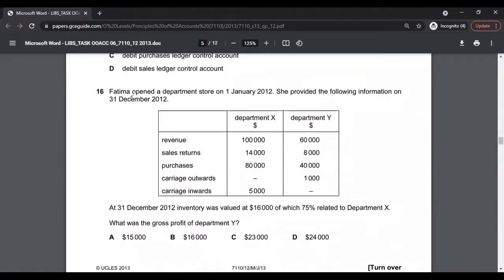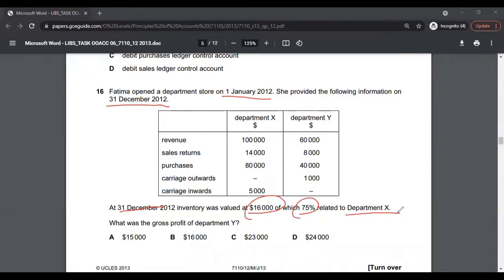Multiple choice 16. Fatima opened a department store on 1st January 2012. She provided the following information on 31st December 2012. At 31st December 2012, inventory was valued at 16,000, of which 75% is for Department X. So 16,000 times 0.75 is for Department X. 16,000 times 0.25 is for Department Y. And this is the value for ending inventory. What was the gross profit of Department Y?